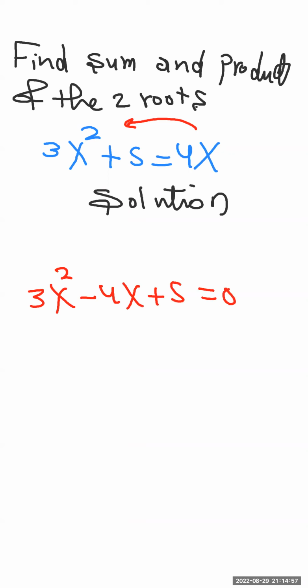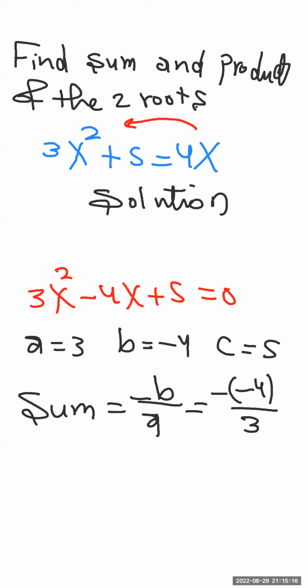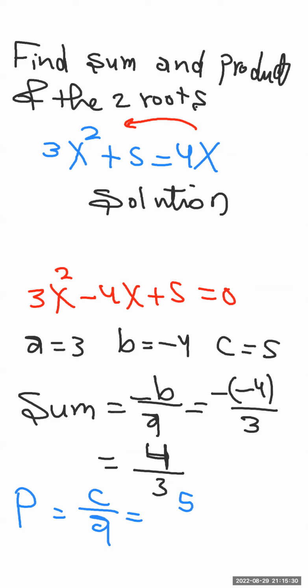Now it becomes very easy. a equals 3, b equals negative 4, c equals 5. Sum equals negative b over a, which means negative negative 4 over 3, which means 4 over 3. What about the product? Product equals c over a, which means 5 over 3. That's it.